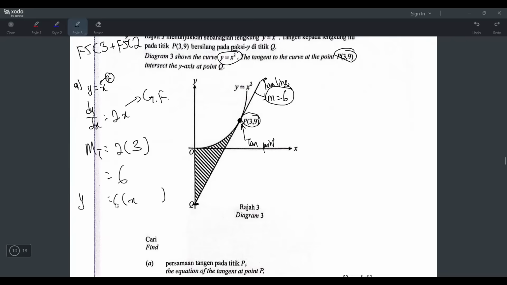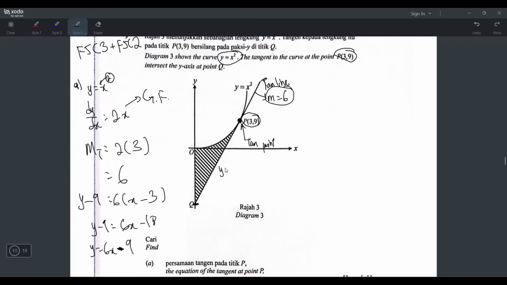For the gradient, you must use gradient tangent, 6. And then for the x1, y1, you will use the point that passes through the line, which is 3, 9. So y minus y1, so y minus 9. And then x minus x1, so x minus 3. So now just simplify this. y minus 9 equals 6 times x minus 3, 6x minus 18. y equals 6x, negative 18 plus 9 is negative 9. So that is the answer. y equals 6x minus 9.